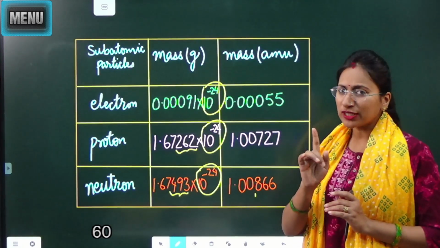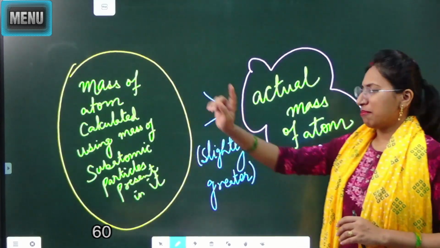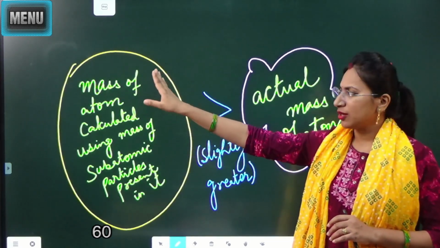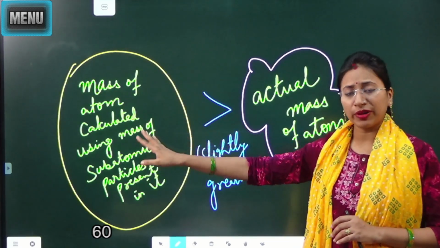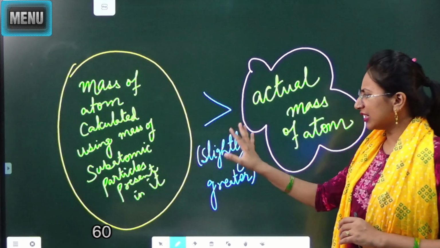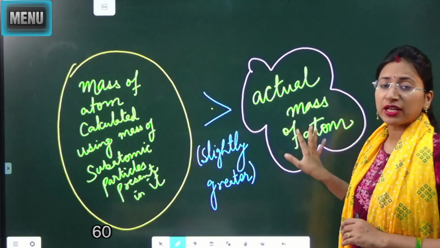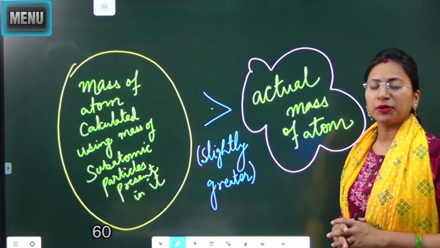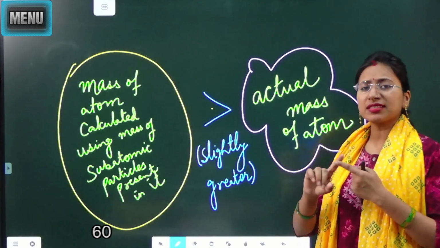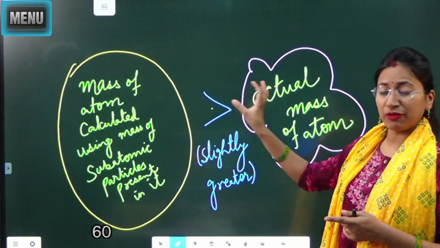So the conclusion for today's lecture is: when you take a particular isotope and calculate the mass using subatomic particles, it will always be slightly greater than the mass of the actual atom, which we take in AMU. This is the main conclusion. Now the question is, where does this mass go? Why is there this difference? There will be a slight difference in mass.